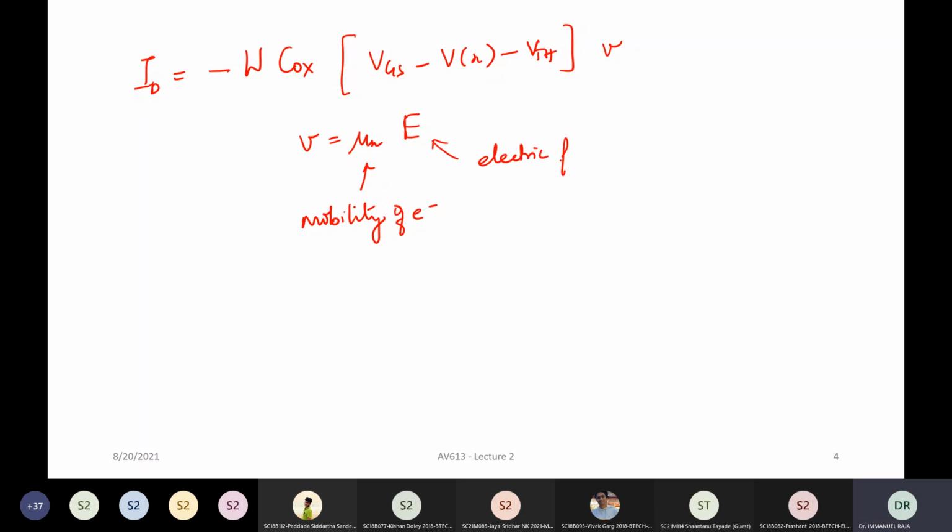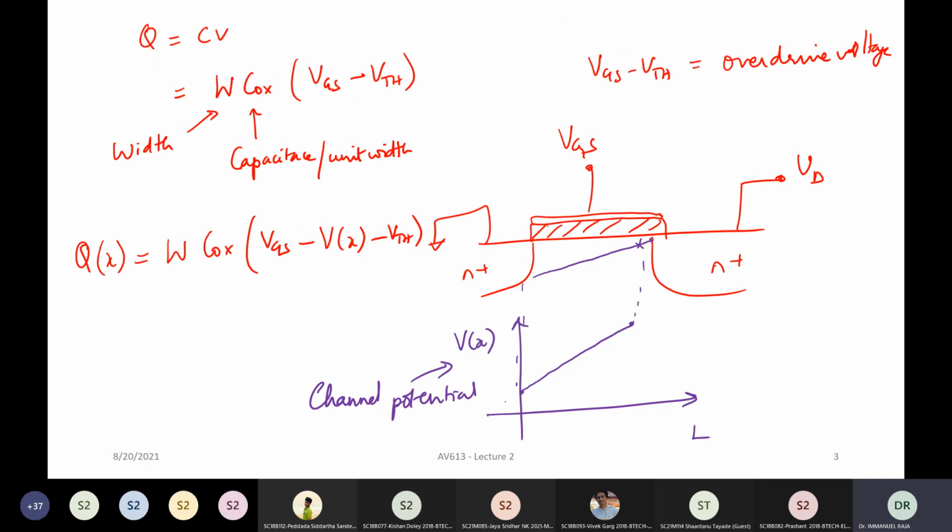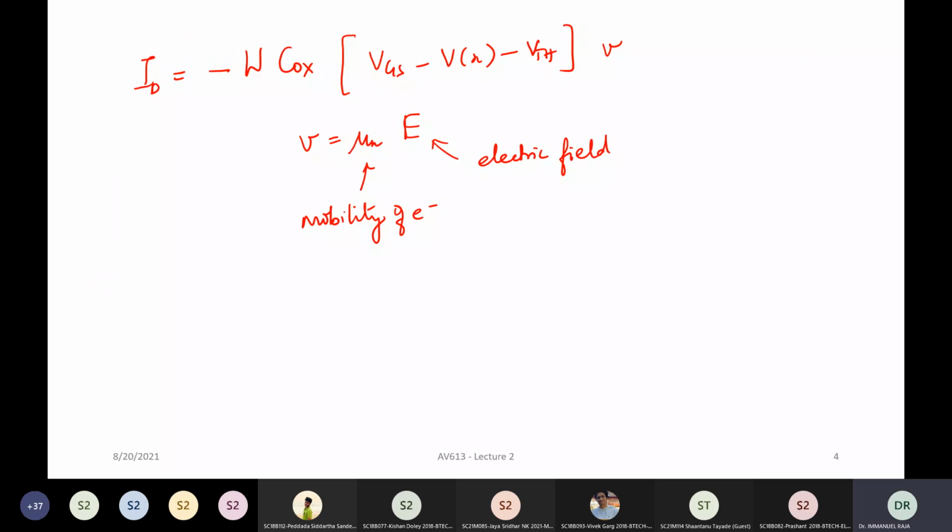So which is the electric field which is there in the channel. Now again, electric field itself is going to be a function of X, right? This is what is X, right? The channel length across the channel. Now, therefore, V can also be written as basically minus mu n into dV by dx. Okay. What is electric field? It is the derivative of the potential with respect to the distance. And this is what we get.